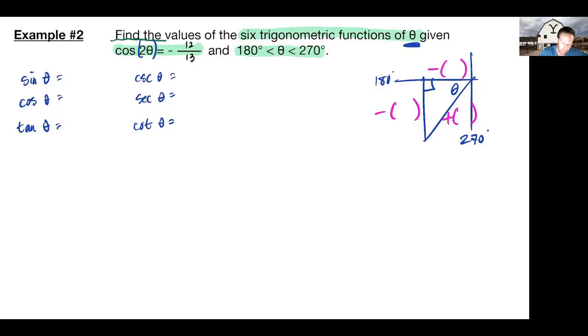So since I'm given cosine of 2 theta, which they gave me as equal to negative 12/13, I know it is identical to any of the 3 identities. Remember, we came up with 3 identities. I'm going to choose the one of my preference and then work that out to find what it is in terms of just theta, not 2 theta.